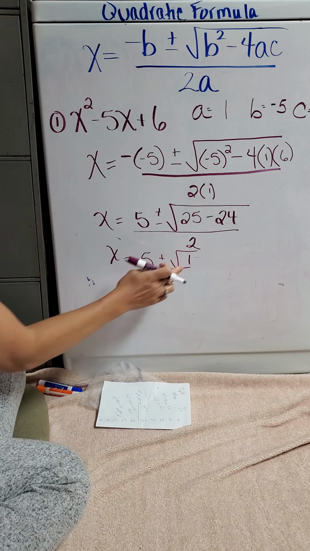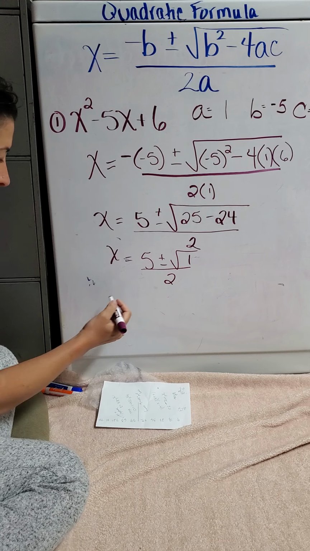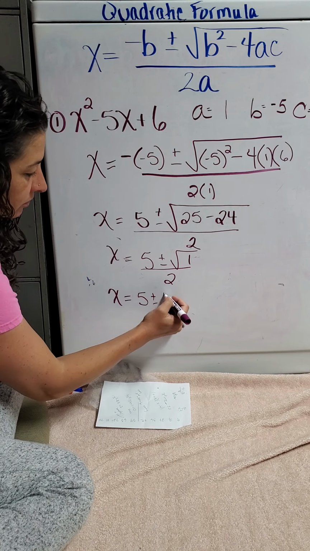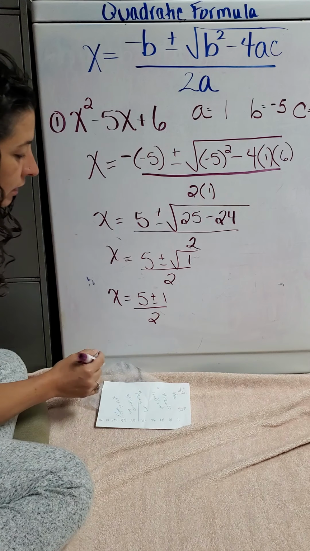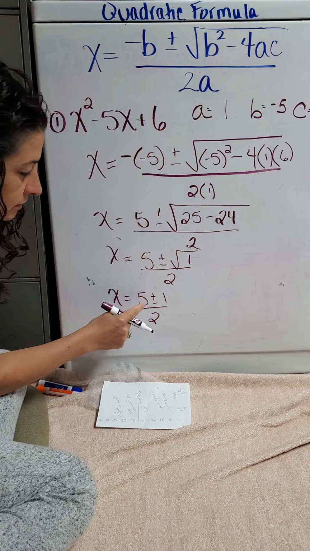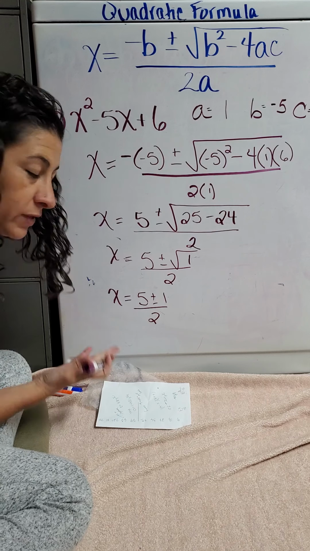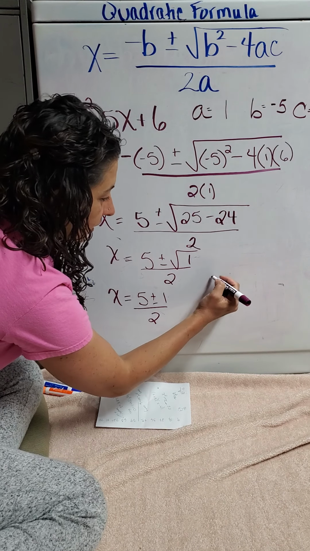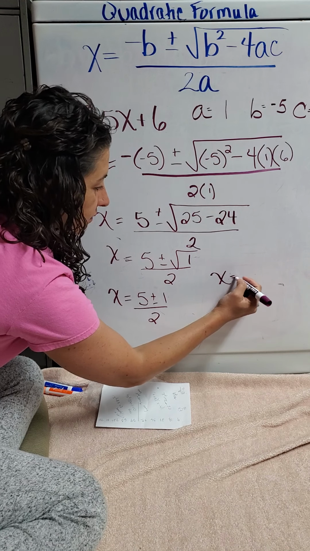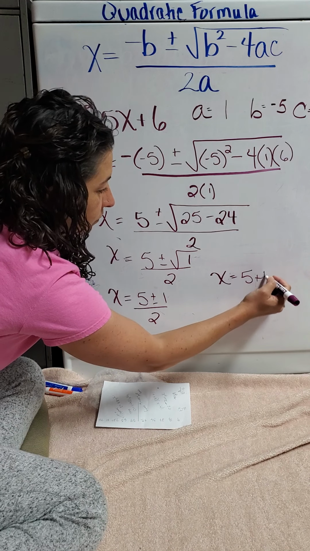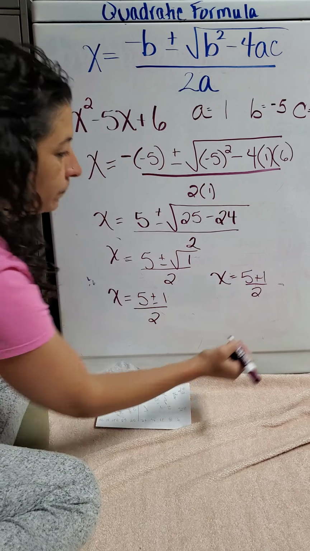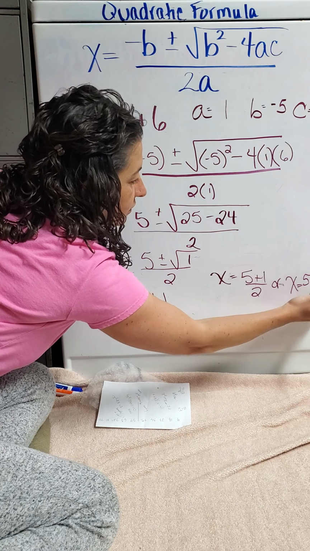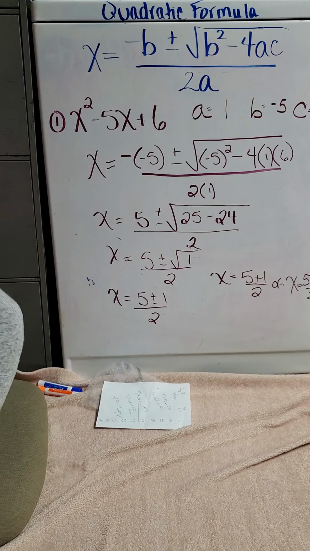And the square root of 1 is 1, so we have x equal to 5 plus or minus 1 over 2. Now, when you have a plus or a minus, that means it's one or the other, so you're going to have to split it up. So that means we're going to have x equal to 5 plus 1 over 2, or x equal to 5 minus 1 over 2.